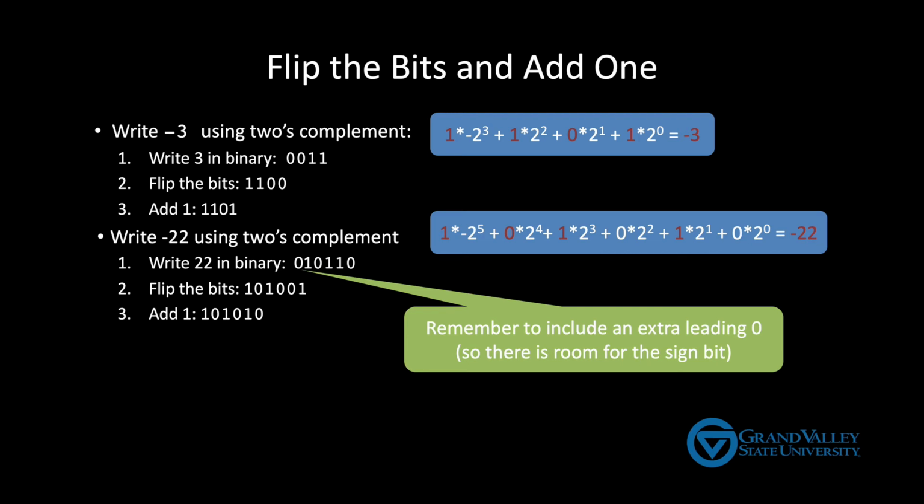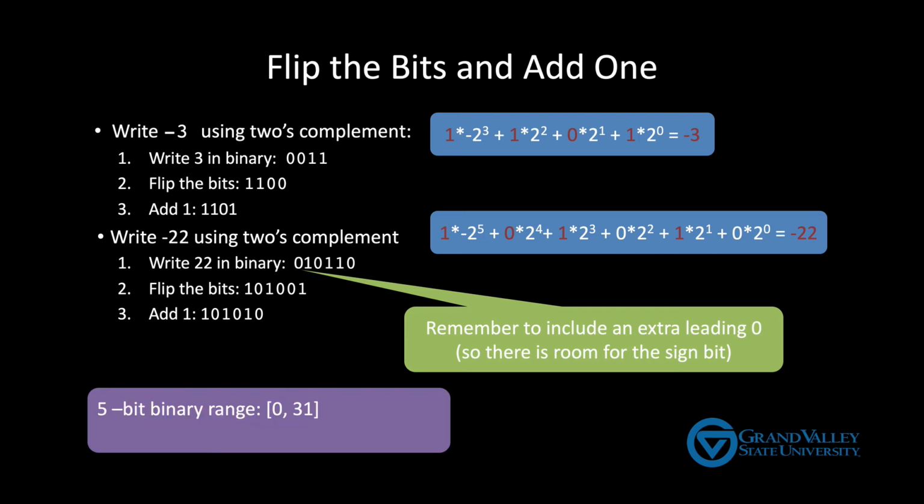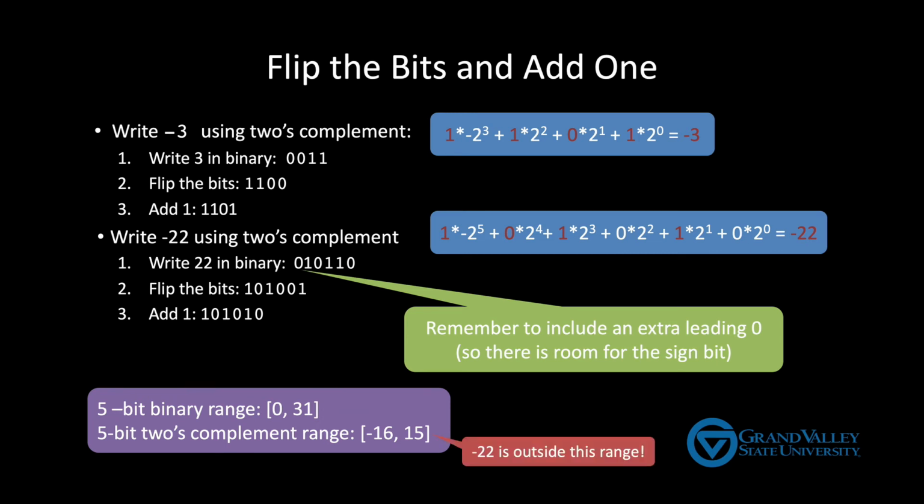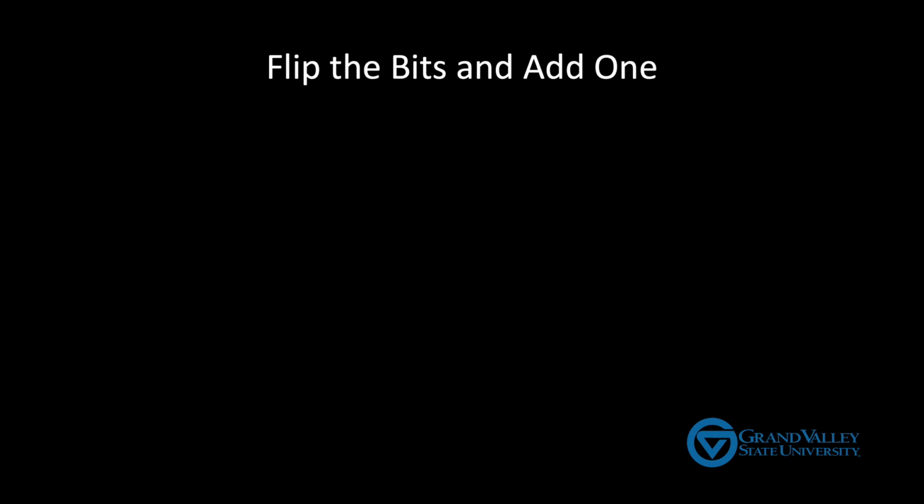+22 only technically needs 5 bits because the range of a 5-bit number is 0 to 31. But the range of a 5-bit 2's complement number is only -16 to +15. 22 is outside of this range, so we need a 6th bit. Now this technique of flipping the bits and adding 1 works in both directions. So try it out. What is 1001 in decimal?